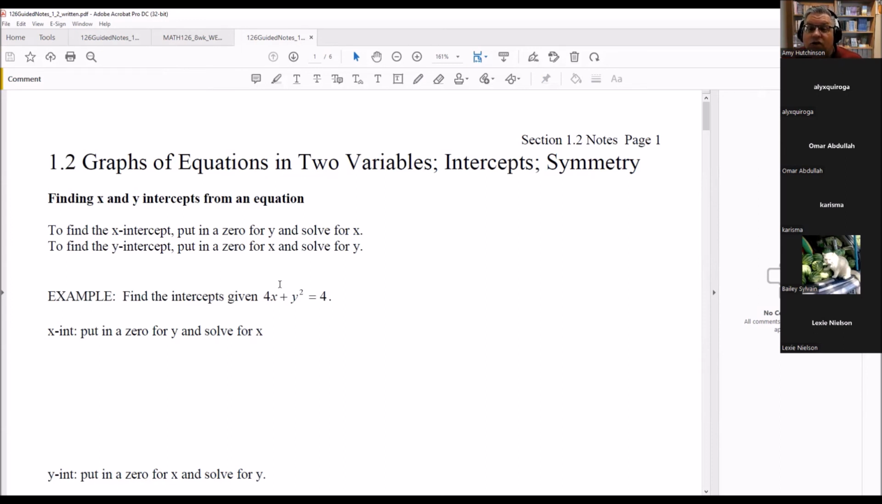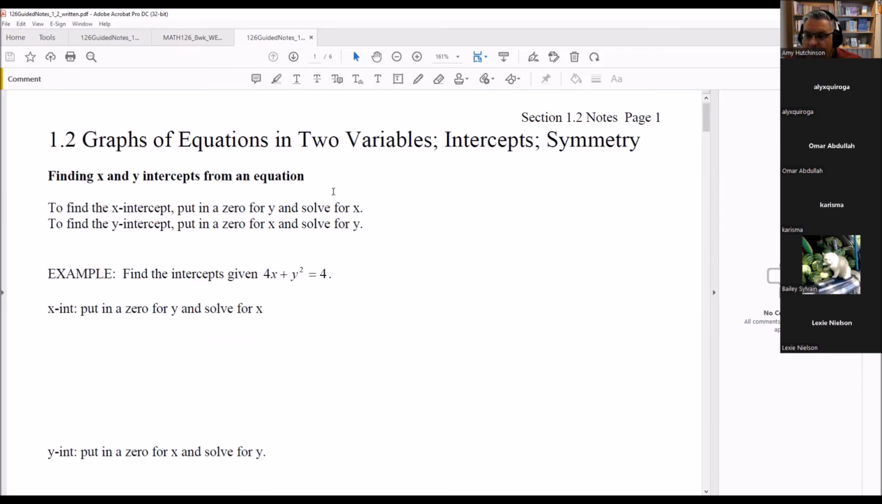You should have all the tools necessary to do 1.1, so you should be able to complete all of 1.1 now that we've covered all of it. But let's jump into this. 1.2 is talking about graphs of equations of two variables; intercept symmetry we'll talk about tomorrow. The first thing it talks about is intercepts, how to find X and Y intercepts.